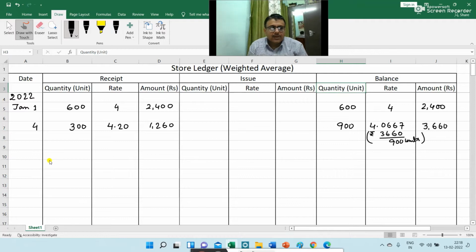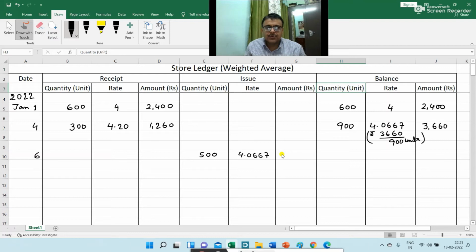So next is January 6. On January 6 there was an issue of 500 units. So on January 6 I am writing under issue column 500 units. So what will be the rate at which these 500 units will be valued? This rate will be the rate at which we have valued the closing stock of January 4. So this will be 4.0667.